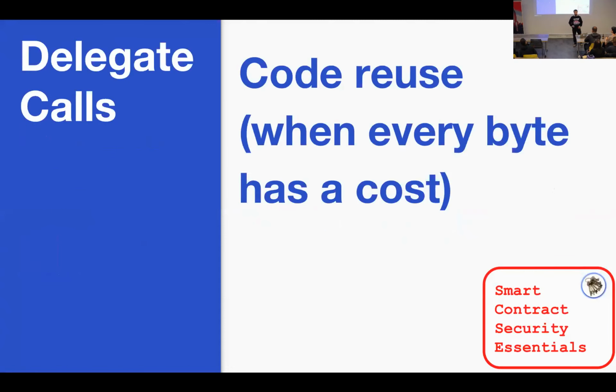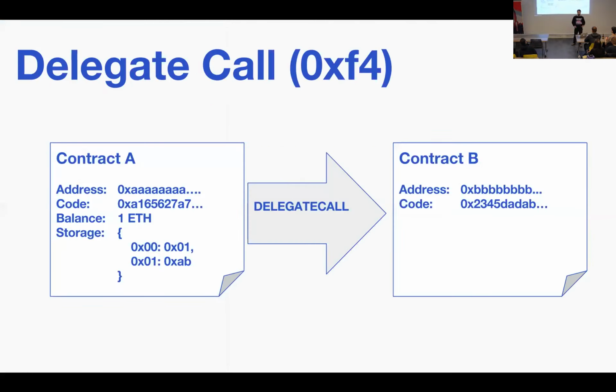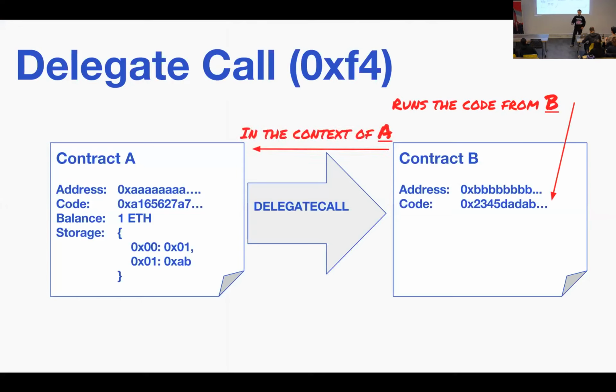Delegate calls. So new concept, delegate calls. This is a form of code reuse on chain. So a delegate call would be contract A can delegate call to contract B, and what that does is it runs the code from B in the context of A. So A has this state, it has a balance of 1 Ether, it has these storage values, and the code in B will run as if it has these environmental variables within it.